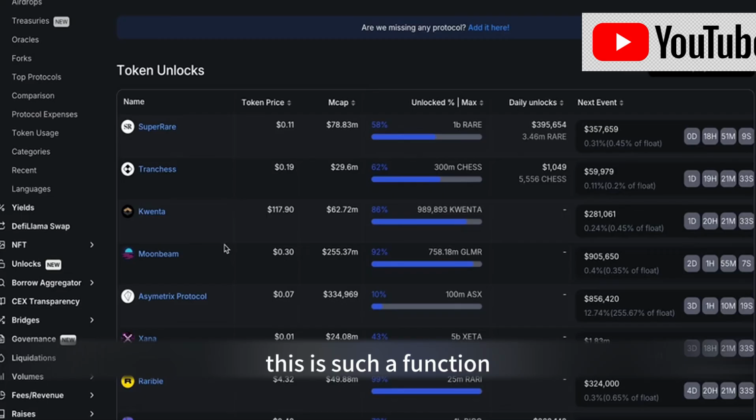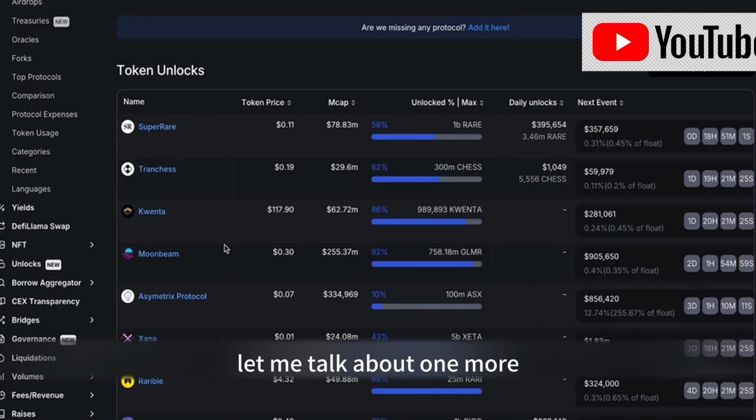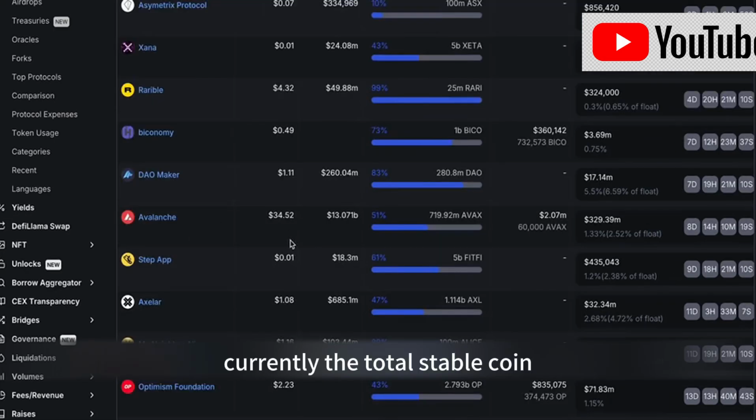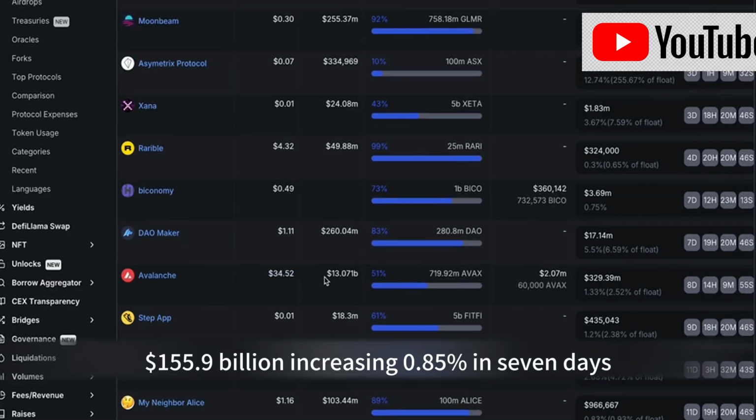This is such a function. I think you can explore it later. There are many more functions. Let me talk about one more, the stablecoin situation. I think this indicator is very important. Currently, the total stablecoin market cap has reached $155.9 billion, increasing 0.85% in 7 days.